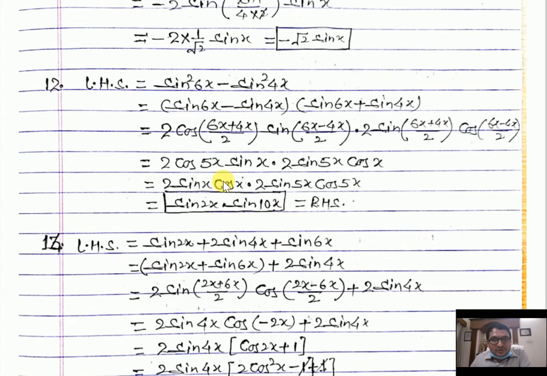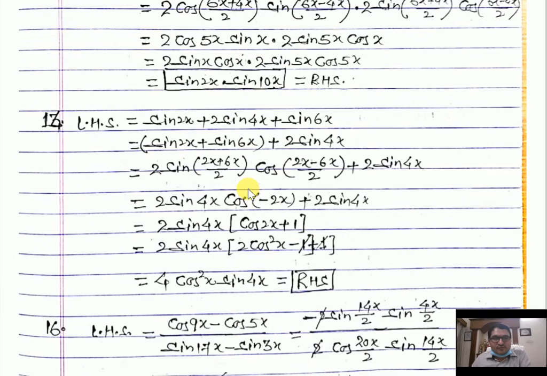Means we can apply 2 sin a cos a, that is sin 2a, and here 2 sin a cos a. So a means what? 5x. So sin 2a, sin 2 into 5x, sin 10x. Right hand side, hence proved.